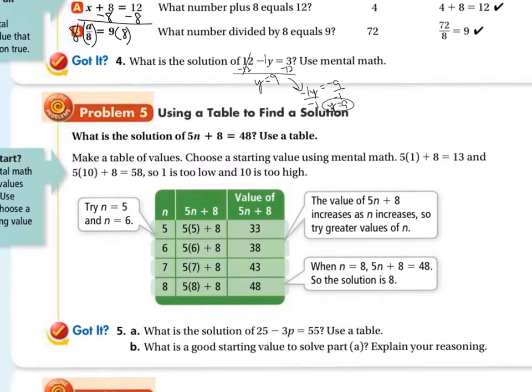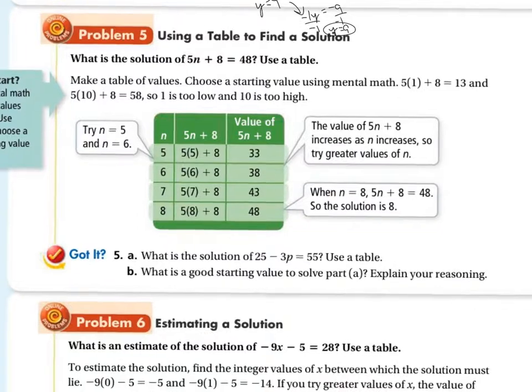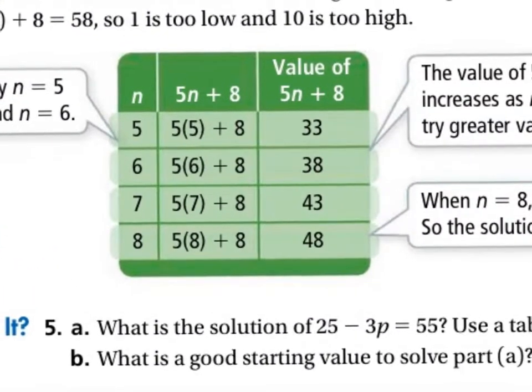All right, so anyway, back to problem 5. They want a solution of this equation, and it says use the table. If it says use a table, we need to use a table, so that's what we'll do. What they're doing is guessing some different numbers for the left side of the equation and then seeing what that value is. So they tried 5. 5 times 5 is 25, plus 8 is 33. We're trying to get to 48, so that's not enough. We try 6. 5 times 6 is 30, plus 8 is 38. Still not enough. They tried 7. Still not enough. They tried 8, and then that worked.